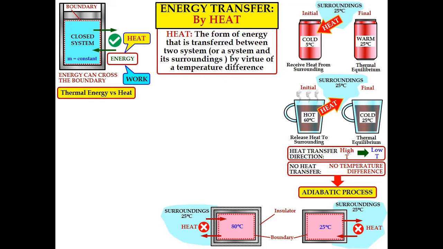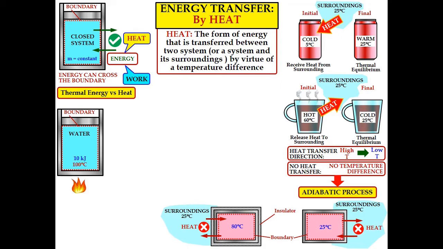Now we want to see the difference between thermal energy and heat. Let's say we have a piston-cylinder device, with the red dashed line representing the boundary. Inside the piston-cylinder device we have water as the substance, and we provide heat in order to increase the water temperature. Let's say the temperature increases to 100 degrees Celsius, and the water receives an amount of energy of around 10 kilojoules.